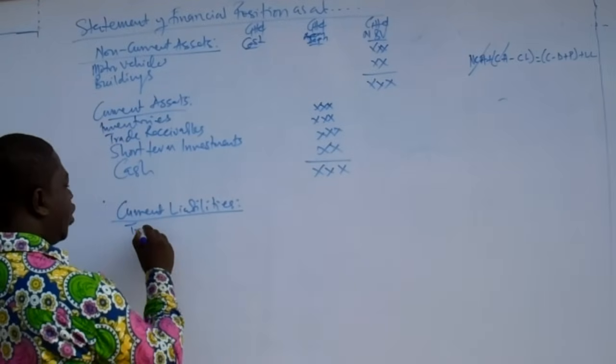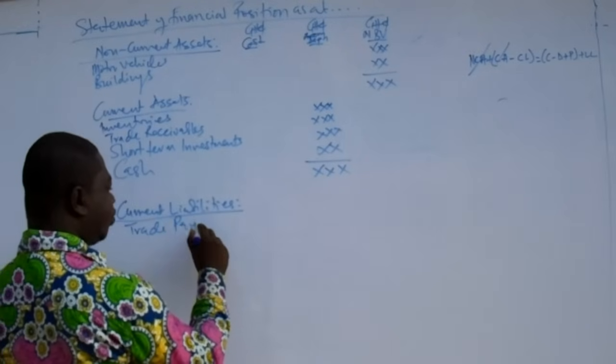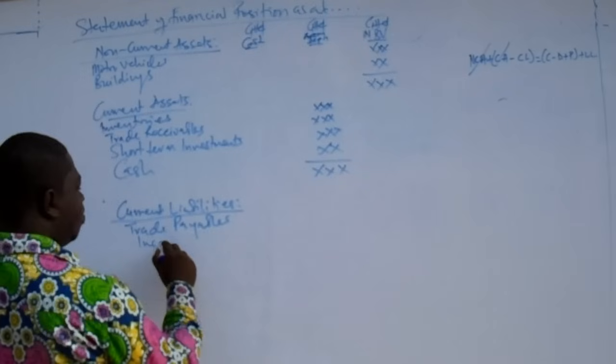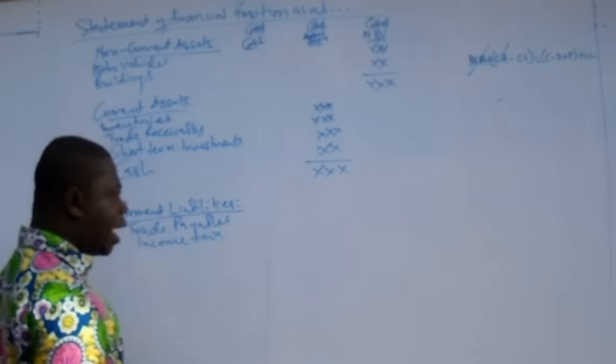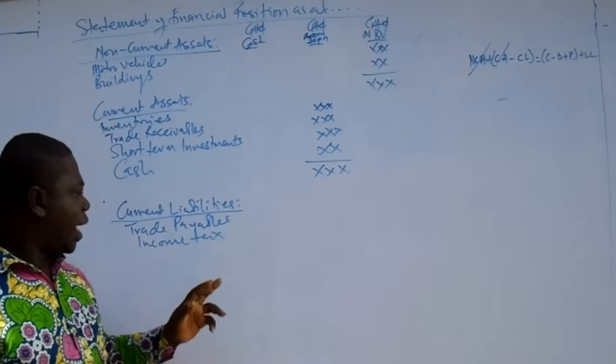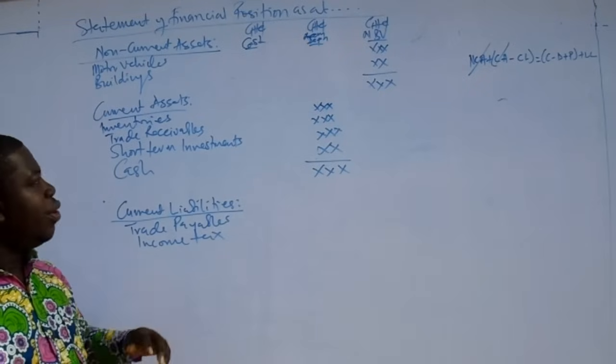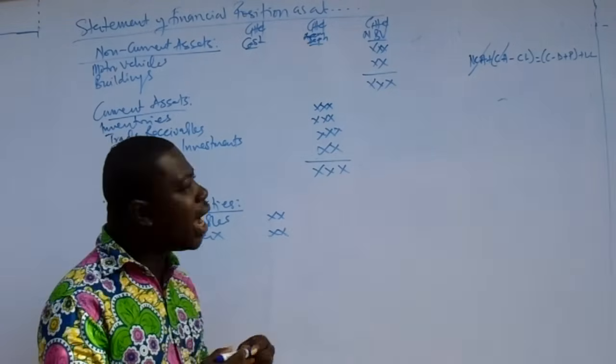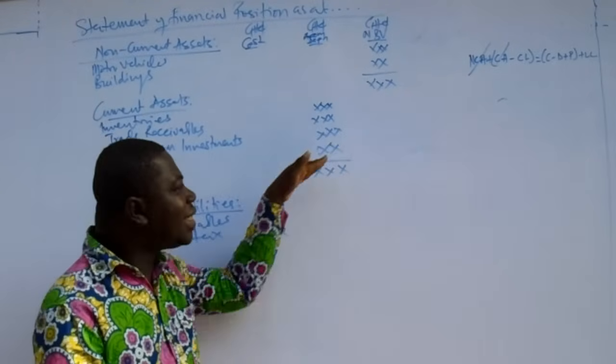So we can have your trade payables, and then we can have income tax as a liability. And so for that, what we do is that we record that on the first currency sign. Now look at the way we are doing this thing. It is slanting like that.